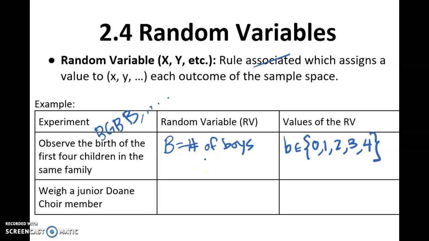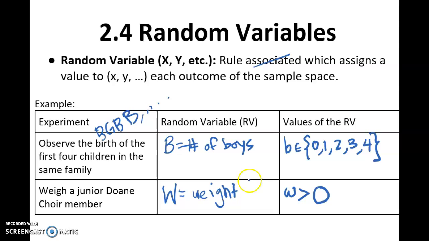All right. Another kind of random variable would be like the weight of a junior Doane choir member, because we know how they always weigh the Doane choir members. Just kidding. So maybe capital W could be the weight. And the nice thing is, we're mathematicians. We're not people that are experts in weights of choir members. So when you talk about the value of W, we're just going to say it has to be positive, right? They can't be 0.